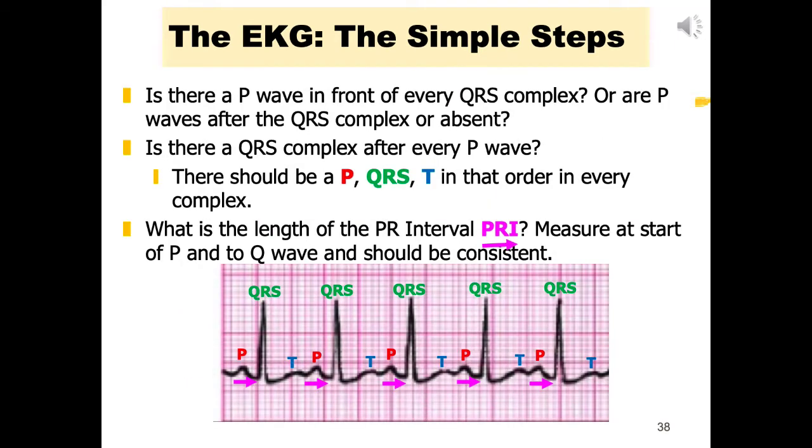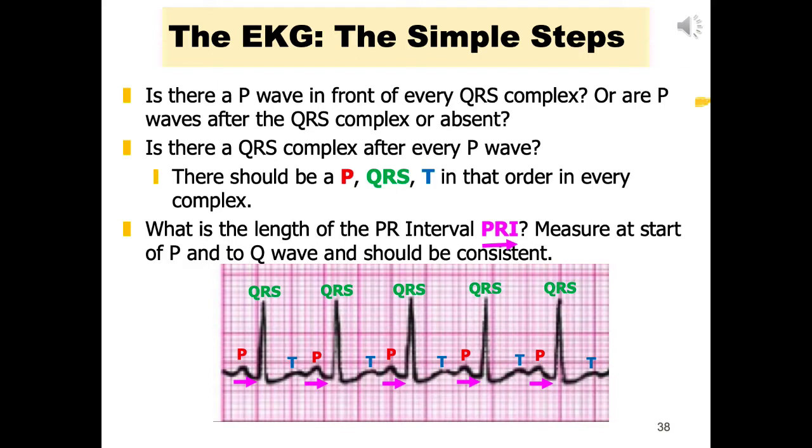We next need to be sure that there is a P wave in front of every QRS complex. If not, are there P waves after the complex, or are they just absent? We look at each QRS complex and be sure that it is occurring after every P wave. There should be a P, then QRS, then T, in that order in every complex.